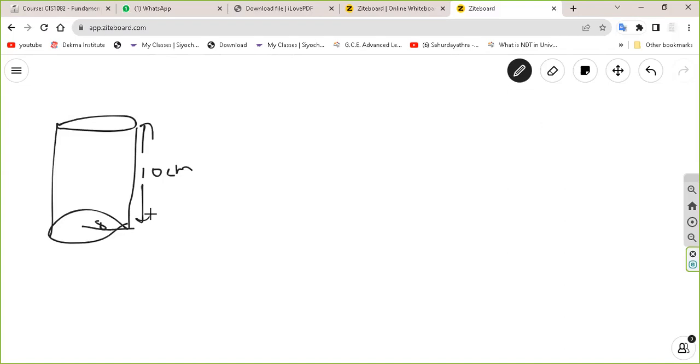Base radius 8 centimeter, height is 10 centimeter, is melted. Melt means the metal is heated to a liquid form, and 12 identical small right circular cones are made. 12 cones. The height of a cone is 6 centimeter.